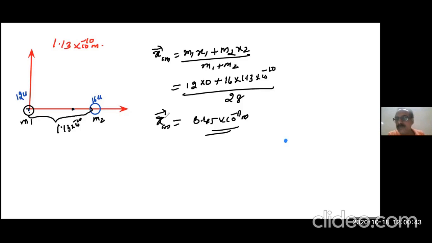Any doubt? Sir, how would you solve this if they asked us relative to the oxygen atom? Oxygen should be at the origin. Otherwise, you can do one thing: 1.13 × 10^-10 minus this value. That will be from oxygen. Okay, sir. Can I continue to the next numerical? Yes, sir.